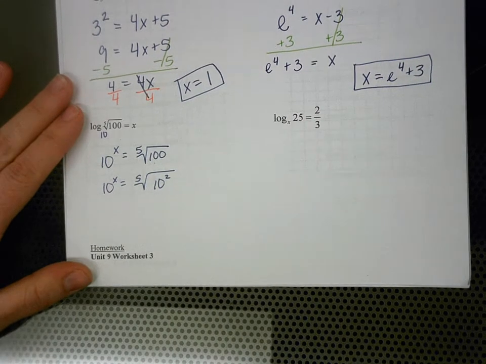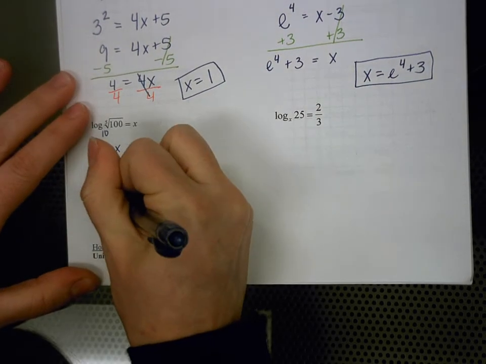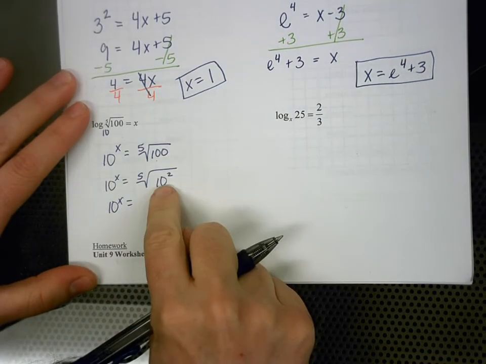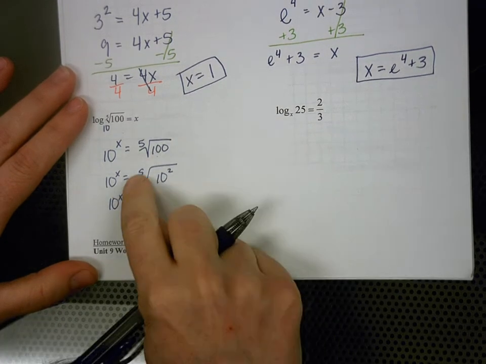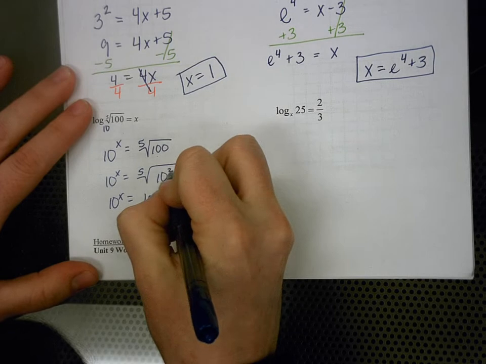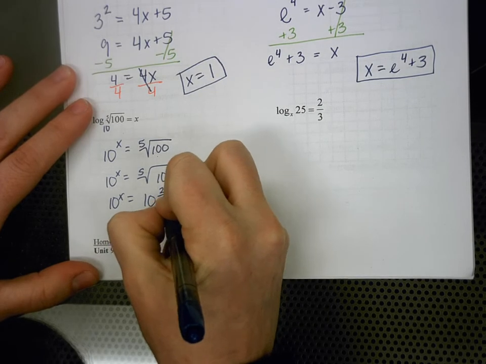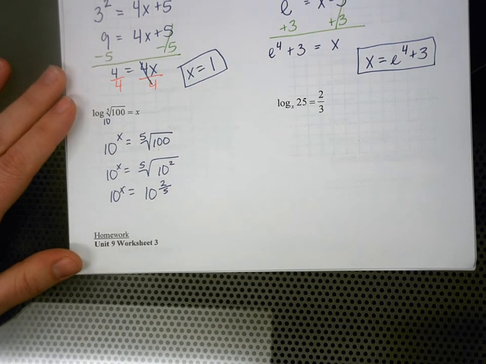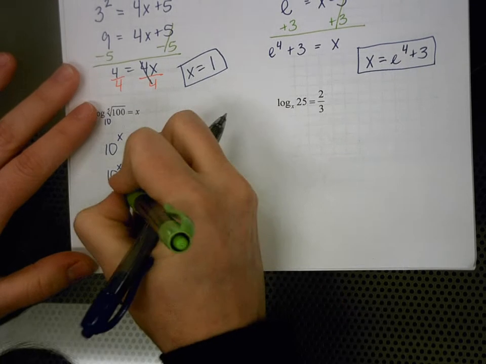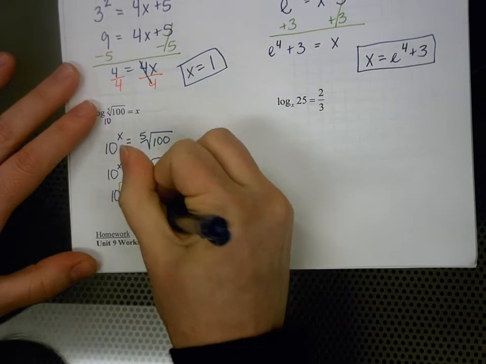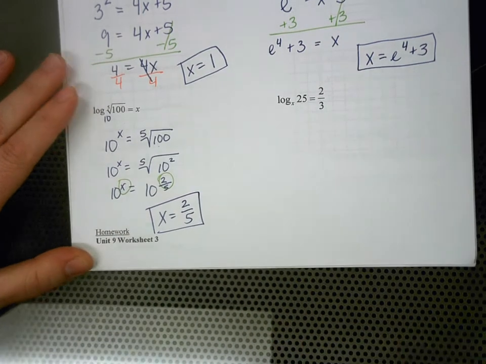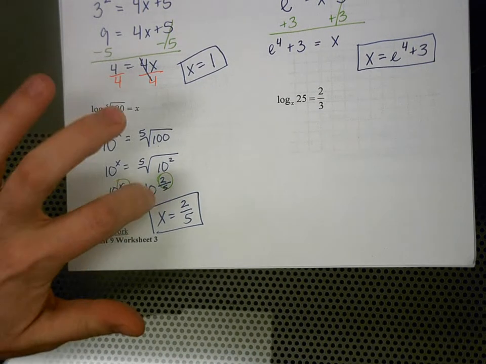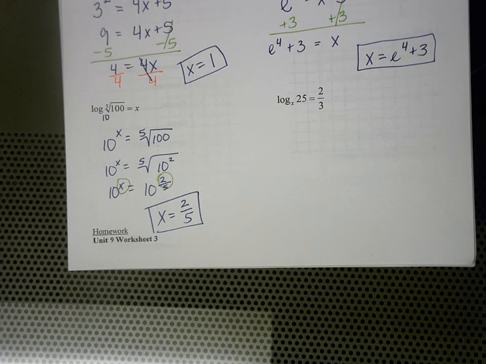Then we can rewrite the radical as an exponent. What exponent would this be? Remember, 5 becomes your denominator, which means the 2 stays in the numerator. So 10 to the x equals 10 to the 2/5, so x equals 2/5.